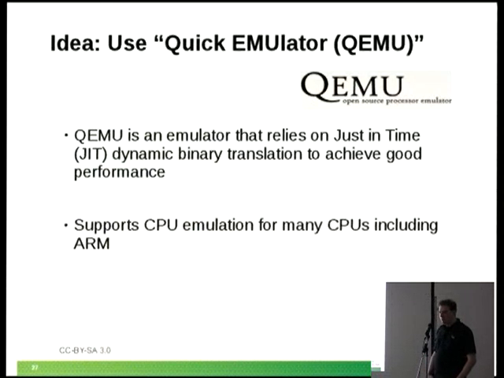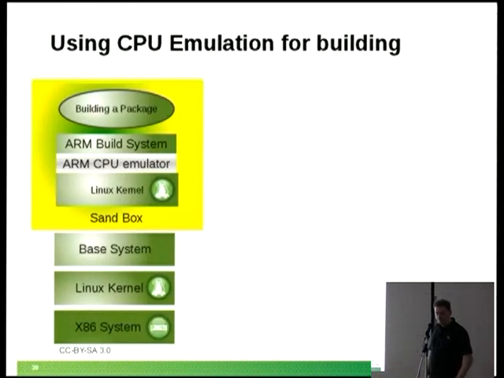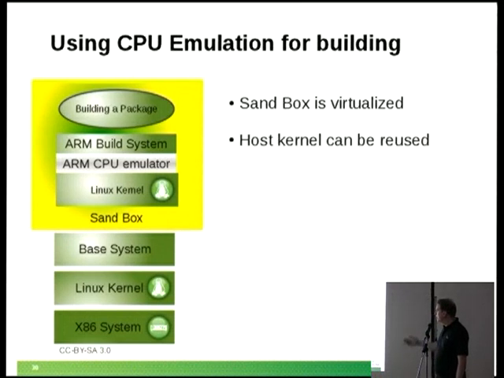And one idea we had is basically use QEMU. QEMU is both a system emulator and a CPU emulator, and we're using it in CPU emulation mode. So we can actually run ARM binaries on normal x86 hardware using the emulation. So this is the setup how it looked initially. As you can see, we're still building in the sandbox, and we are still running the normal Linux kernel. However, between the ARM build system and the kernel, we have added CPU emulation.